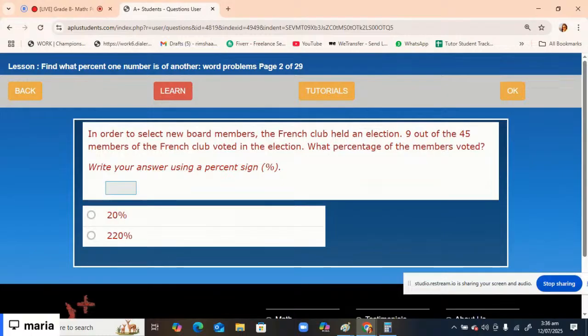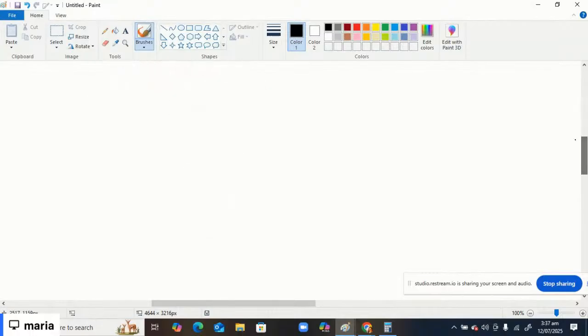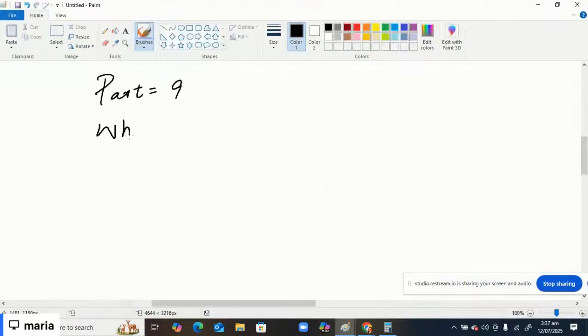Okay, now let's discuss this. In order to select the new board members, the French club held an election. 9 out of the 45 members of the French club voted in the election. What percentage of the members voted? 9 out of 45. So what is your part? That is 9. What is whole? Which is 45.